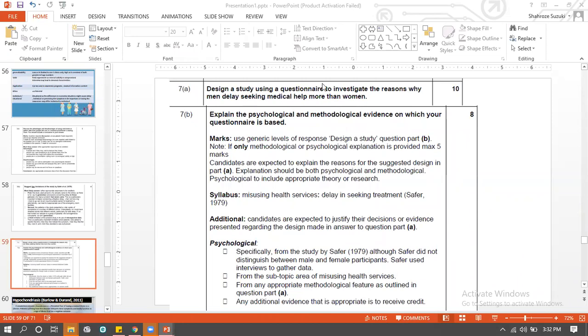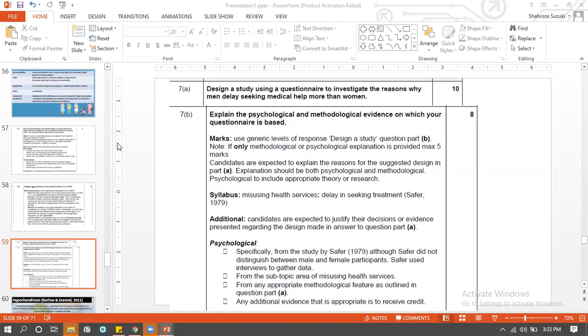Yes, a comparison study. You want to compare the genders, men and women. So your IV is gonna be men and women, the genders, right? And the DV is gonna be the reasons why men delay more than women. So yeah, so you're gonna do a questionnaire. You can do this in the hospital, so it's going to be a field experiment, right?